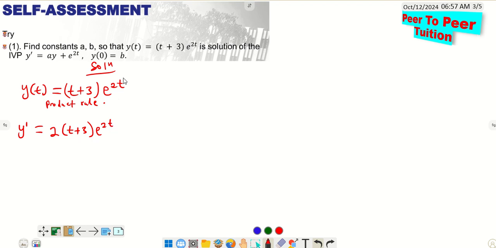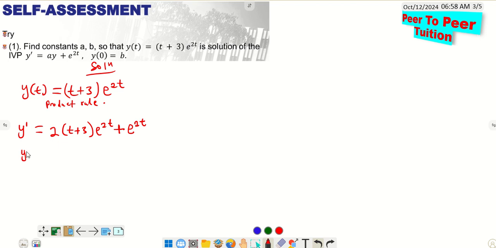So you hold (t + 3) and differentiate this, plus you also hold this one and differentiate (t + 3). When you differentiate t + 3, you will get 1 times this one, which will give us e^(2t). So this is how to differentiate. Now let's move on to the next step. But here we can simplify it.